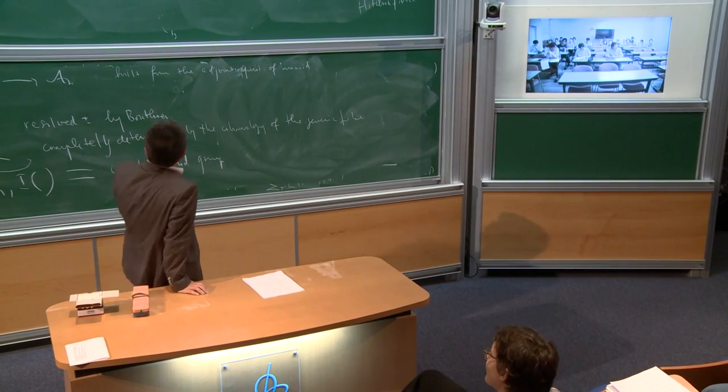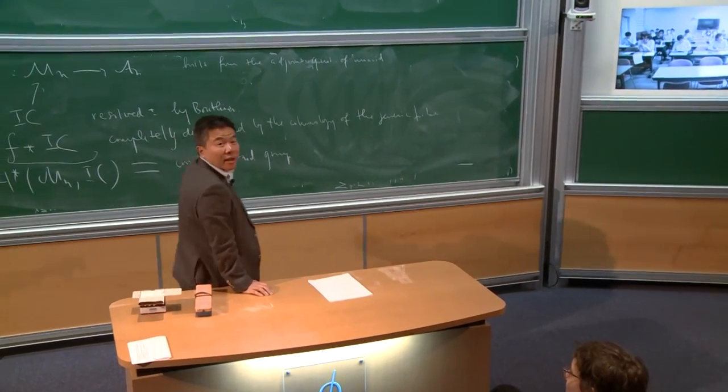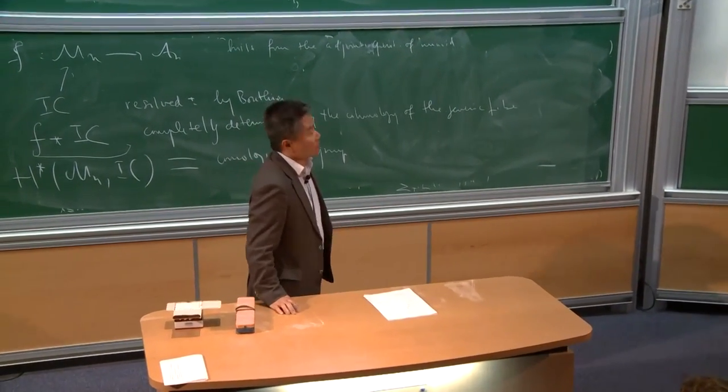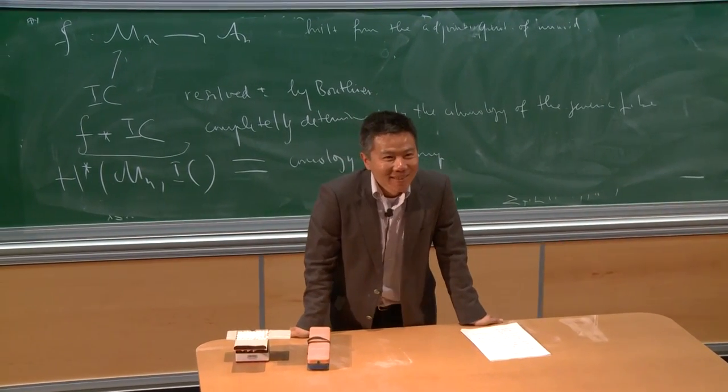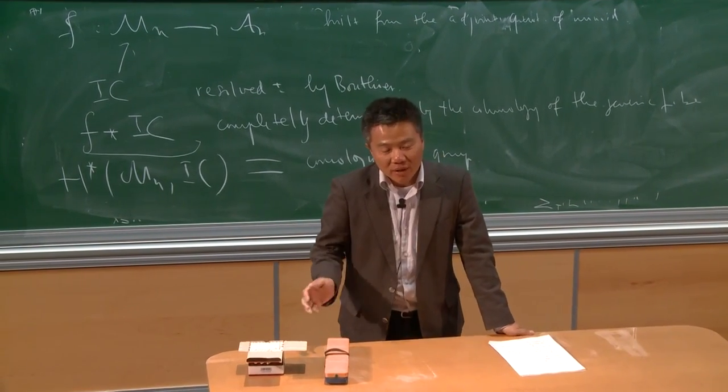So the map MN to AN. So how can I look at Takeshi? So should I look at this or this? The camera is here. Okay.